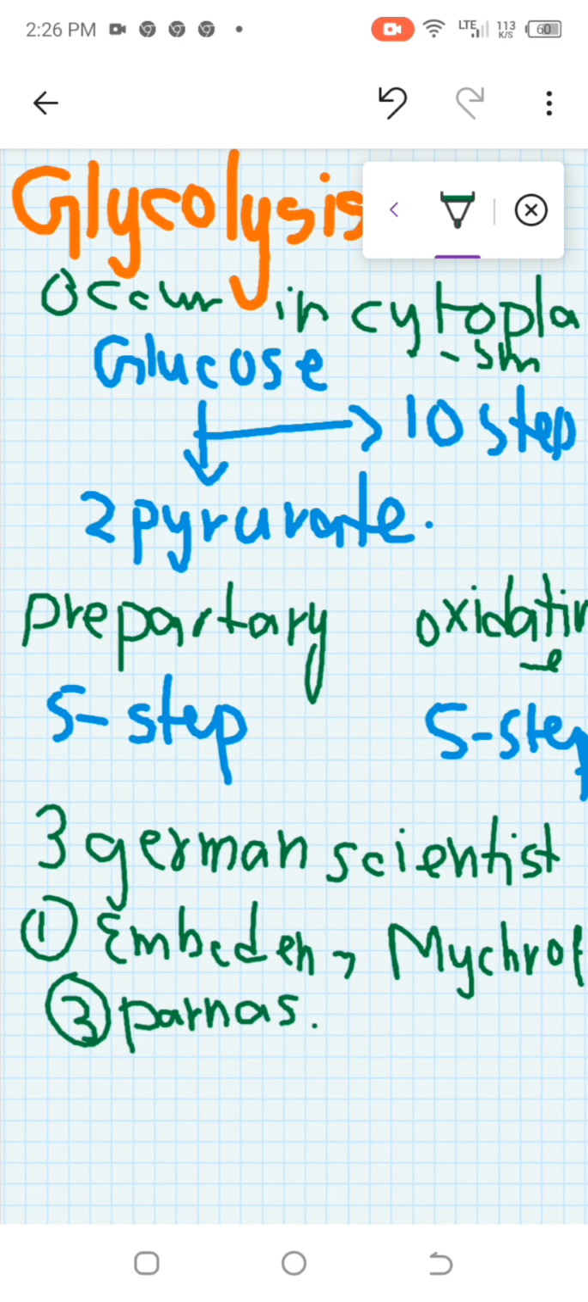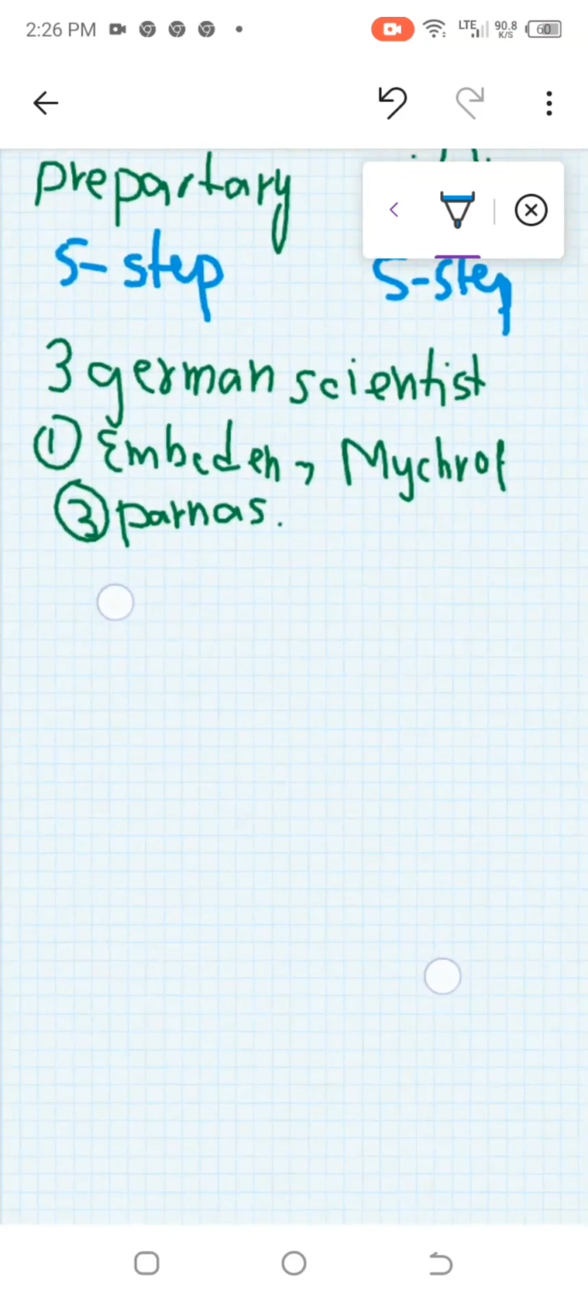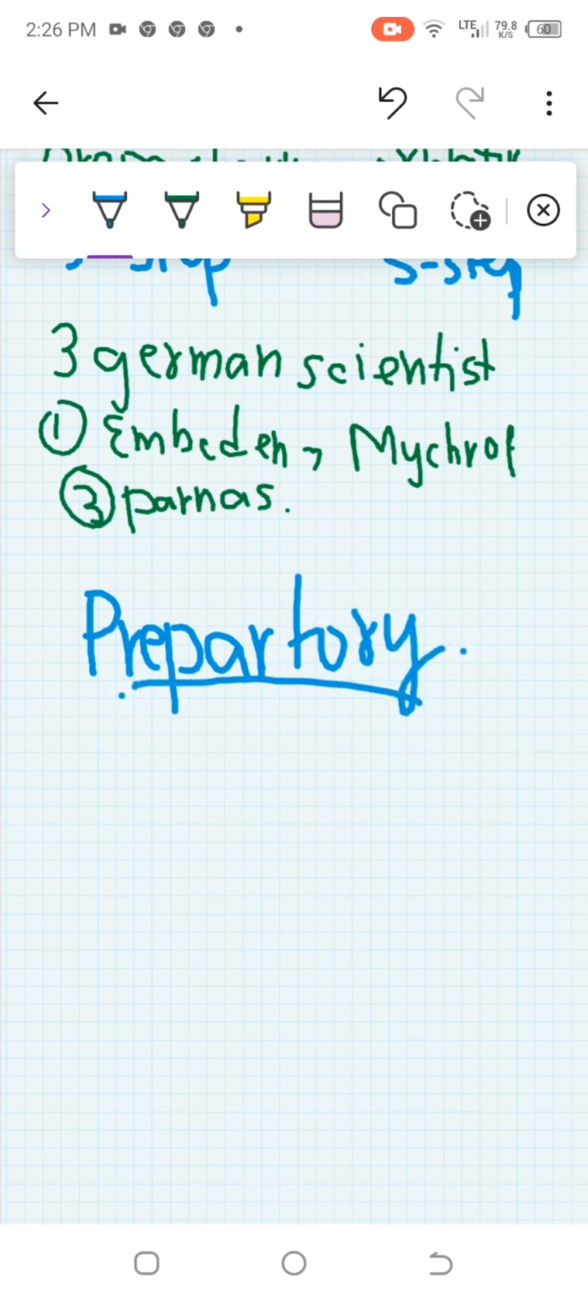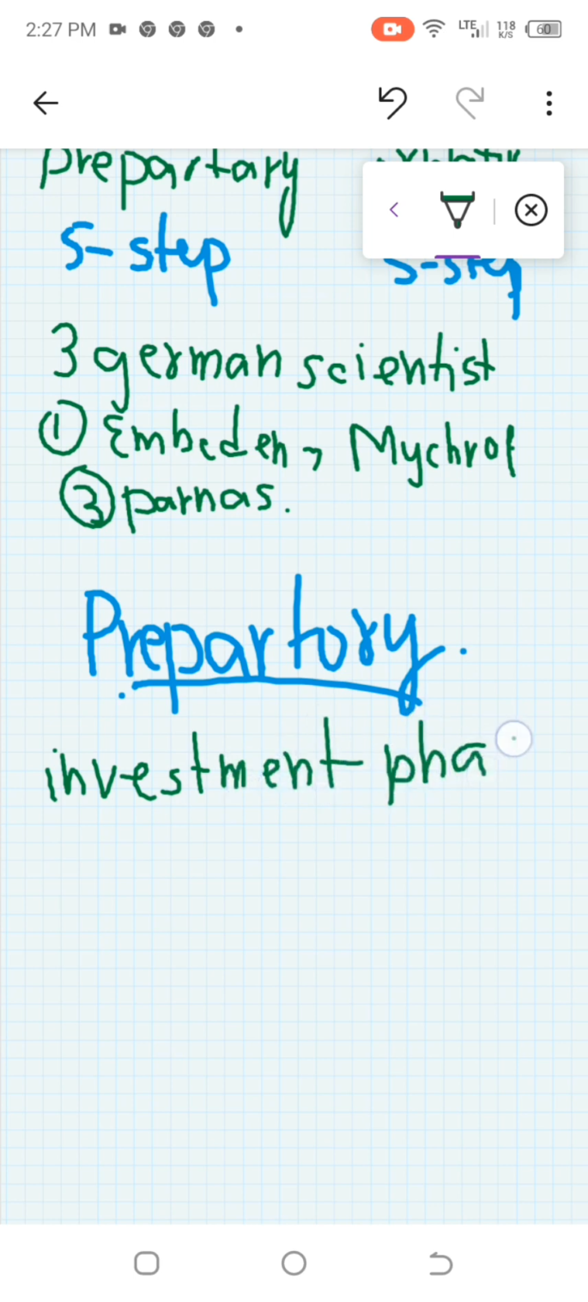Okay, so let's discuss this preparatory phase in more detail. This preparatory phase is also known as the investment phase, because in the first five steps we are investing. We are giving ATP, investing, okay? Investment phase.